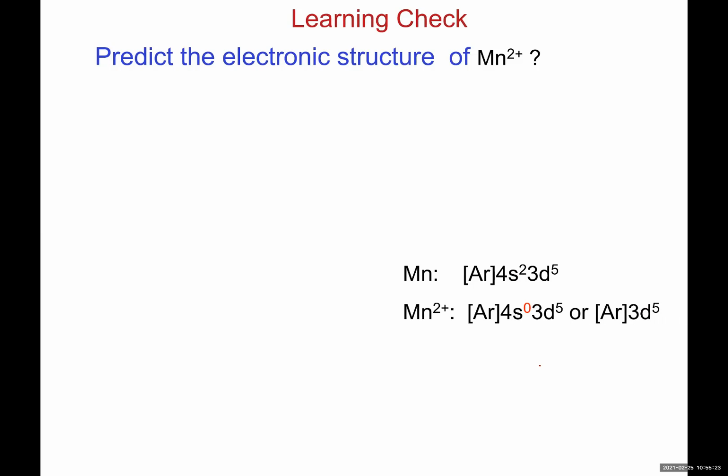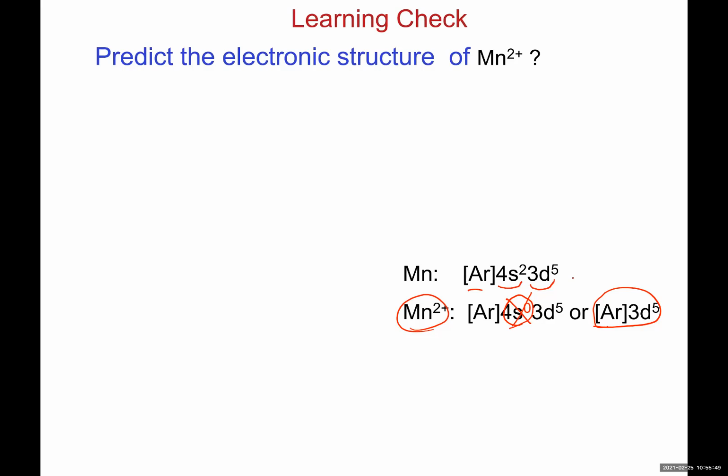And if this is going to lose 2 electrons, is it going to lose from the fourth shell or the third shell? Obviously the fourth shell, because that is the outermost layer. That is the valence shell. So this is going to be the electron configuration of Mn+2. I hope this makes sense.